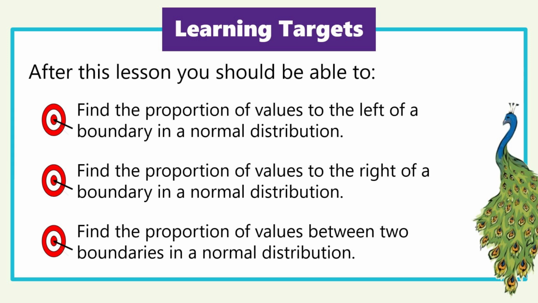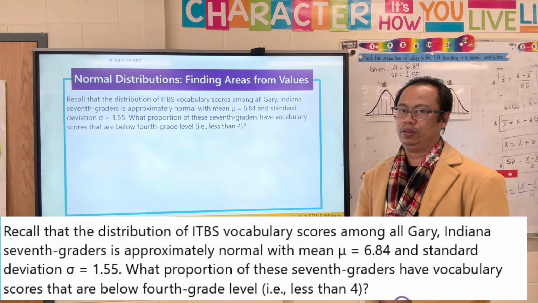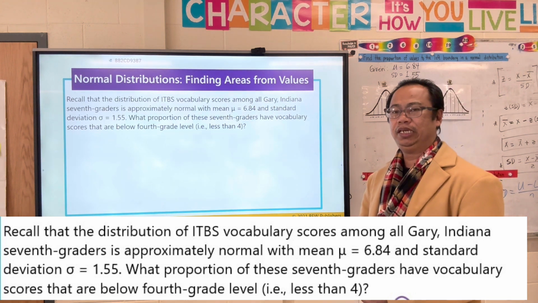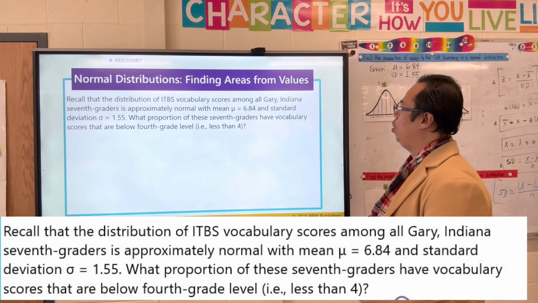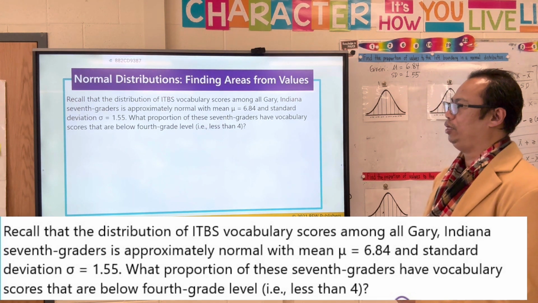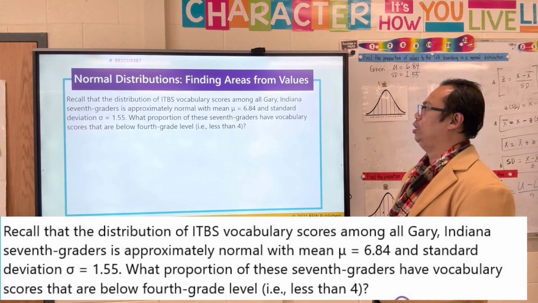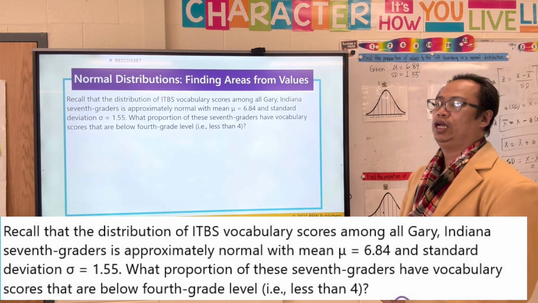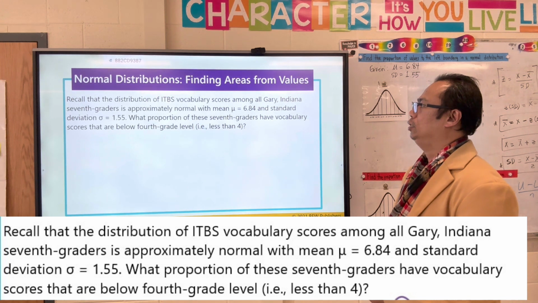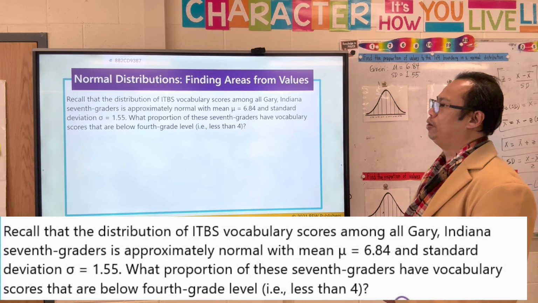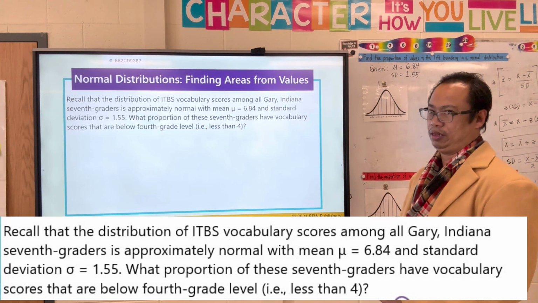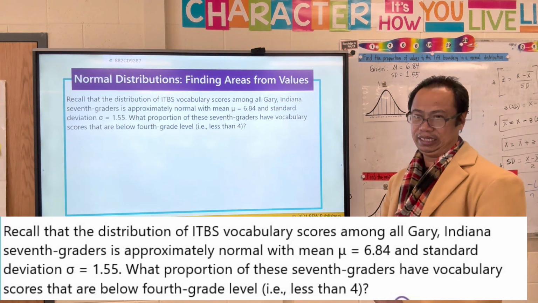To start with, let's go with the example. We are going to recall that the distribution of the ITBS vocabulary scores among all Gary, Indiana 7th graders is approximately normal with a mean of 6.84 and standard deviation 1.55. What proportion of these 7th graders have vocabulary scores that are below 4th grade level? Meaning it is less than 4.